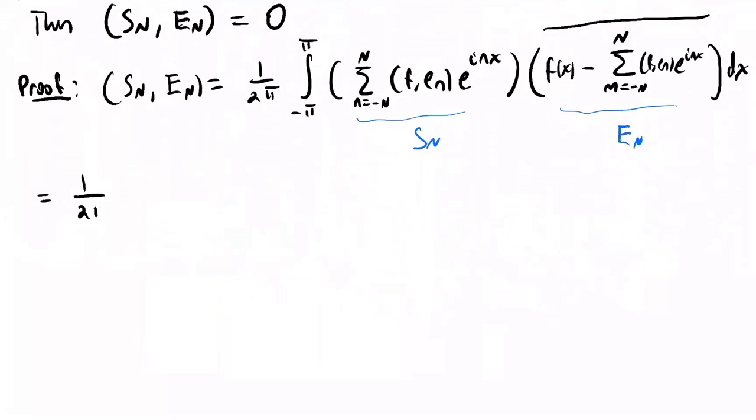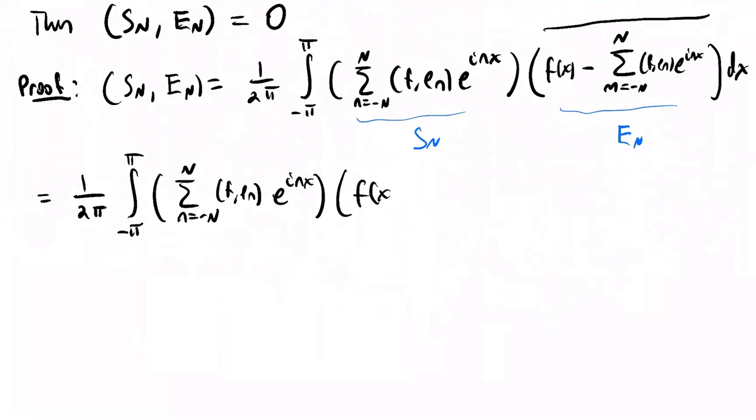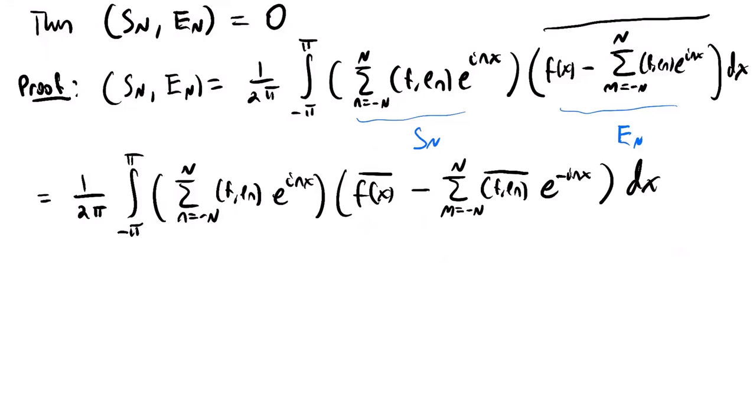So this is equal to 1 over 2 pi, the integral from minus pi to pi. I have my sum from minus n to n of the first terms, which I'm not doing anything with right now. And now I'm going to distribute all the complex conjugates. So I have f of x bar minus the sum from m equals minus n to n of the Fourier coefficients' conjugates times e to the minus inx dx. Here I use the fact that the conjugate of the Fourier coefficient times e to the inx is the conjugate of the first term times the conjugate of the second term. But remember, the conjugate of e to the inx is e to the minus inx. So this is what I'm plugging in here.